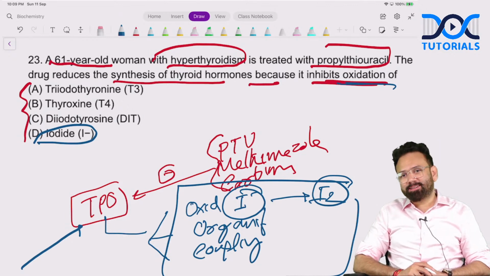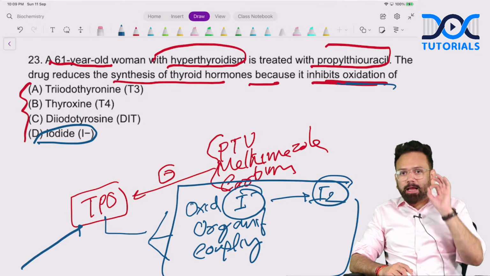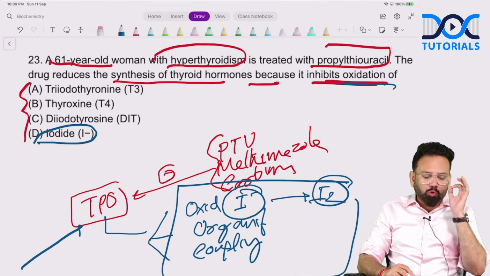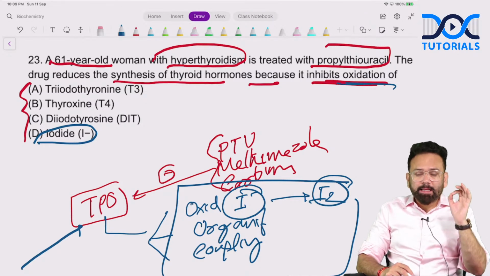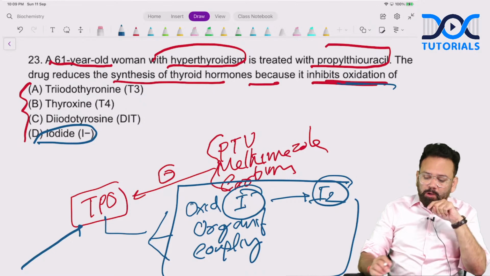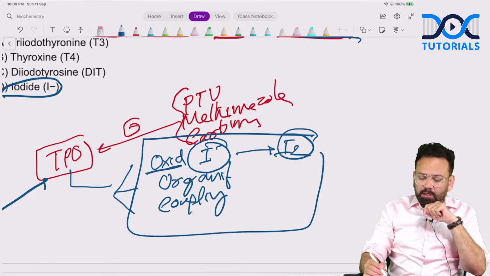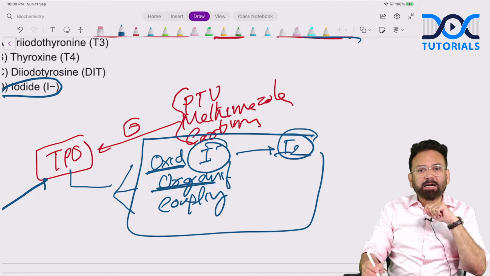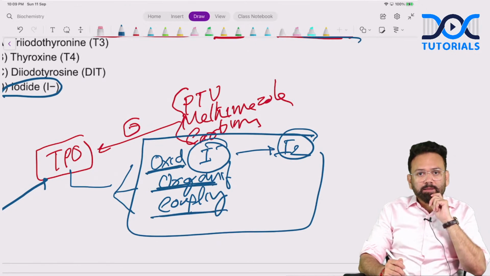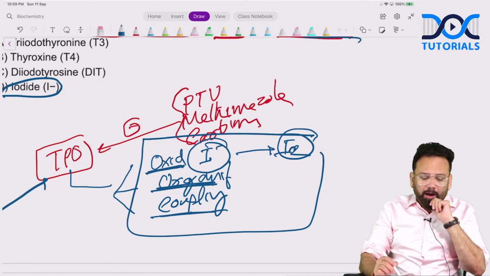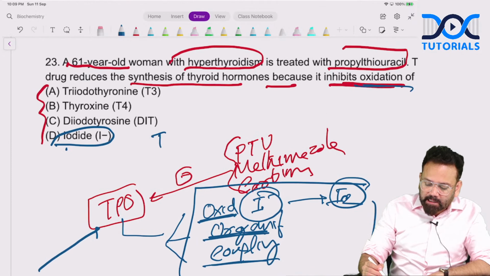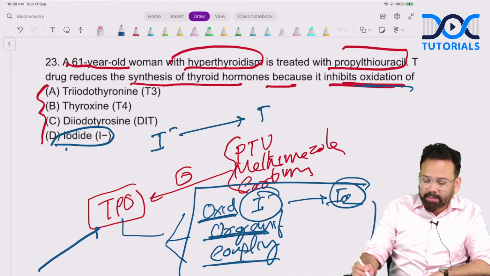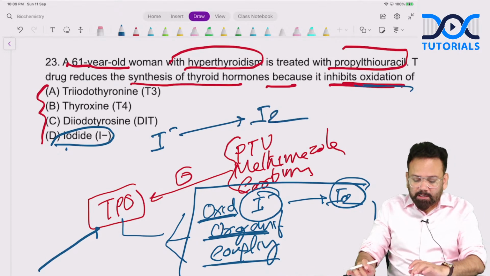Is this clear or not? All antithyroid drugs, methimazole, carbimazole, propylthiouracil, inhibit the thyroid peroxidase enzyme, TPO. And TPO causes three things: oxidation, organification and coupling. Oxidation of iodide into iodine. So the answer will be D. Iodide is converted into iodine by TPO. So the answer is D.